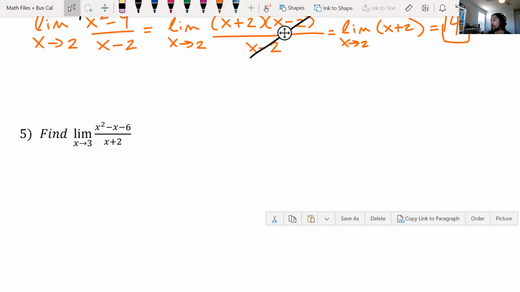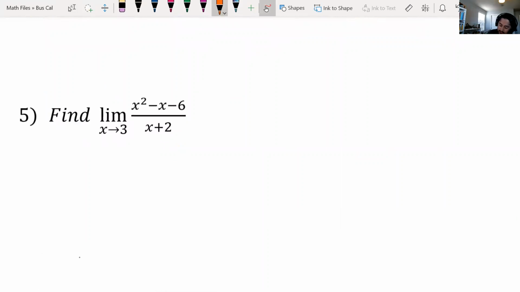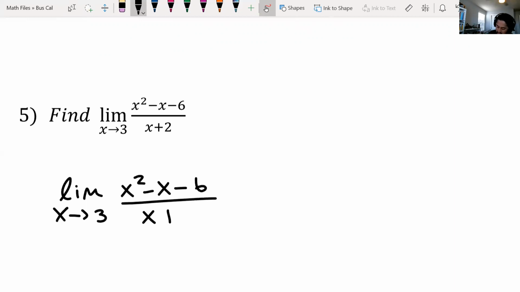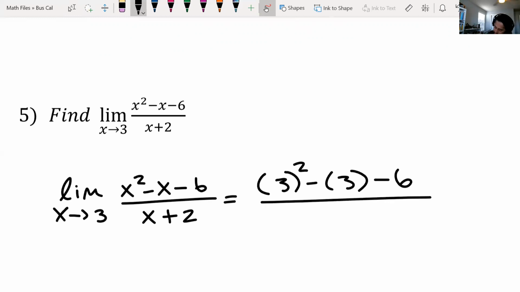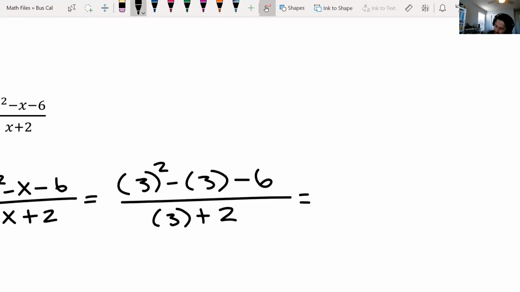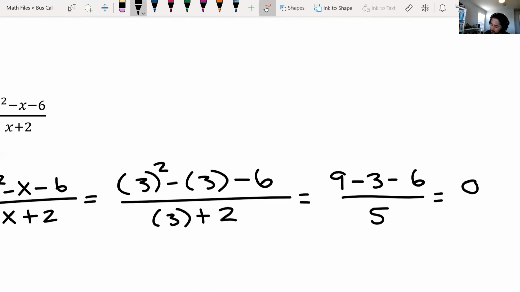Okay. Now let's get to our last one and practice what we preach. The limit as x approaches 3 of x squared minus x minus 6 over x plus 2. Let's go ahead and just plug in that 3 and see if it works out for us. And if it doesn't, we'll have to factor it. Okay, 9 minus 3 minus 6 over 5. And 9 minus 3 minus 6 gives me what? 0. You get 0 over 5.